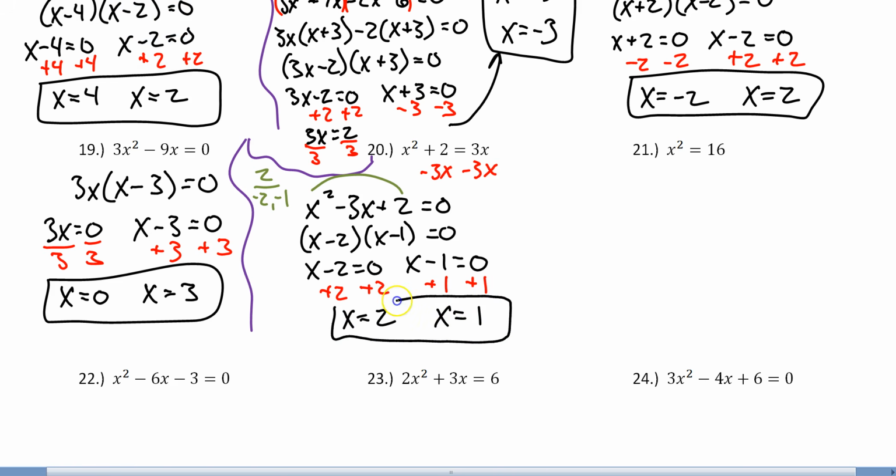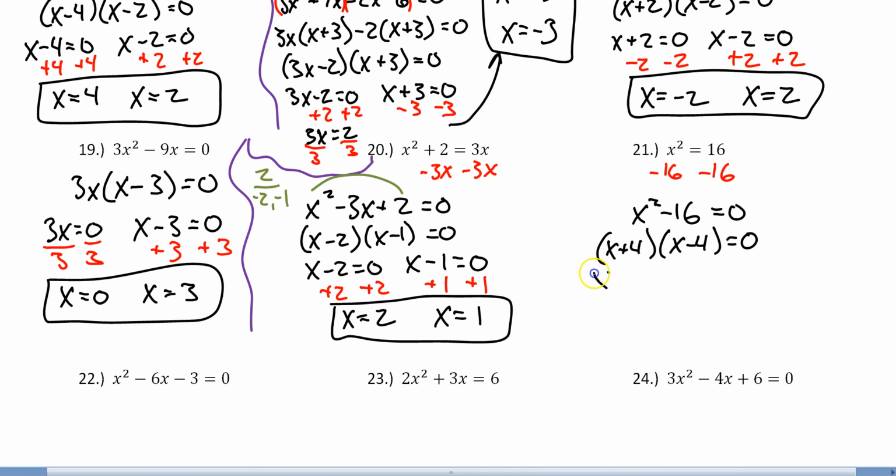That's it. The next one, once again, let's get everything on the same side. I need it equal to 0 first. So I've got x squared minus 16 equals 0. And now this is once again a difference of squares, which factors into x plus 4 and x minus 4. And now I set each factor equal to 0. x plus 4 equals 0, x minus 4 equals 0. And now I've got to solve each of these.